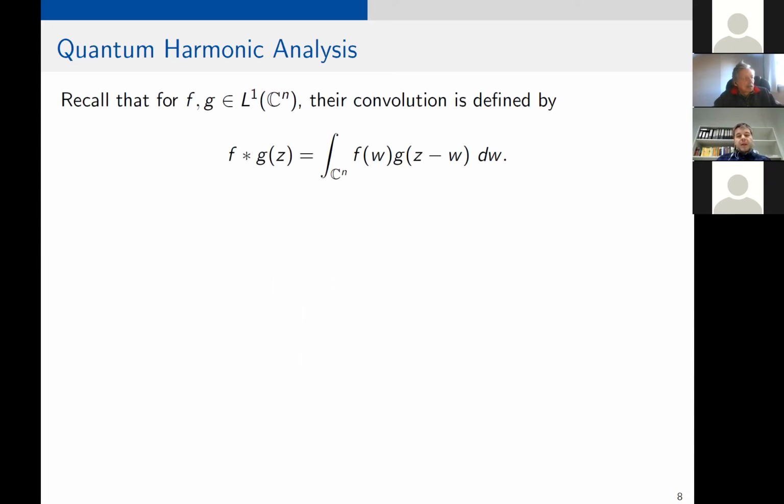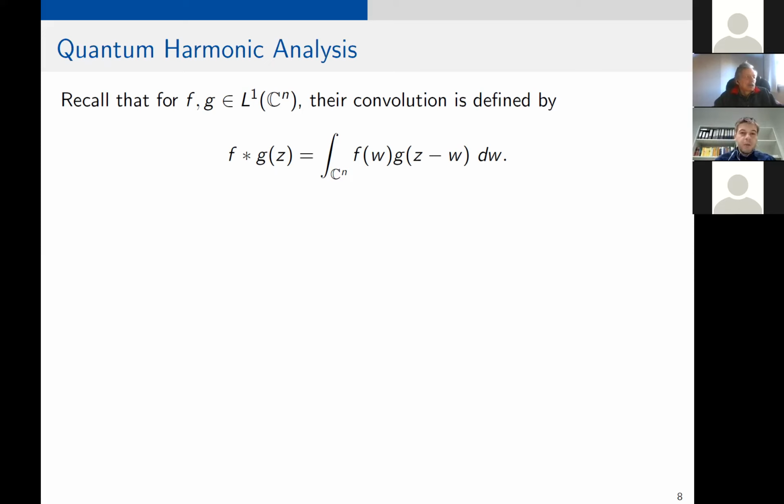So quantum harmonic analysis, in principle, is about convolution. Let's start with the classical convolution of two integrable functions. If we have f and g, L1 functions on Cn, then as you all know, their convolution is defined pointwise as this integral.